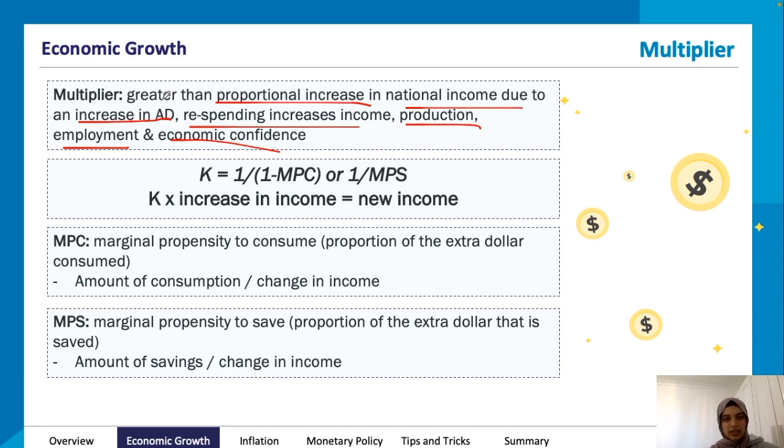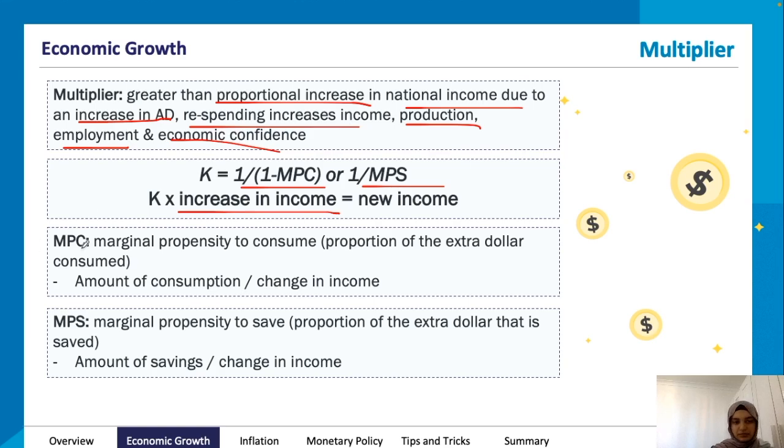So how do we calculate this? Well, K just means the multiplier. So the multiplier equals 1 divided by 1 minus the marginal propensity to consume. Or if you don't have the marginal propensity to consume, you can use the marginal propensity to save, and that's going to be 1 divided by MPS. But even if you didn't have it, you could still figure out what the MPC is, which I'll show you in a second. So if you want to figure out the new income, which is often what you're asked in HSC questions, you then want to get your multiplier, which you've calculated by either one of these, and you want to times it by the increase in income to get your new income.